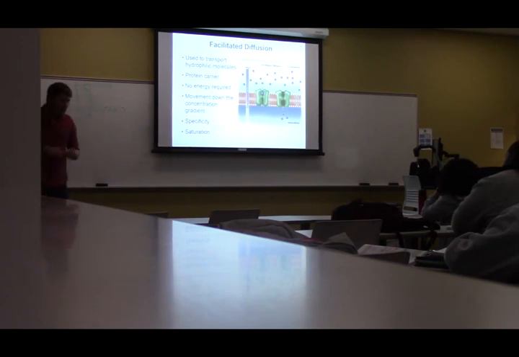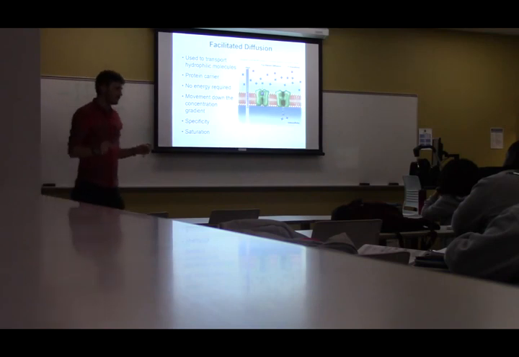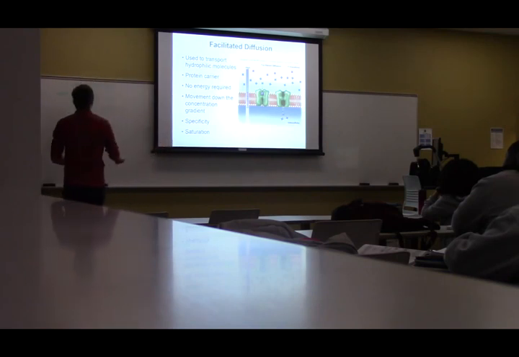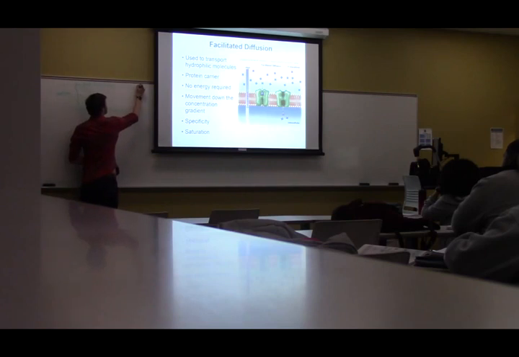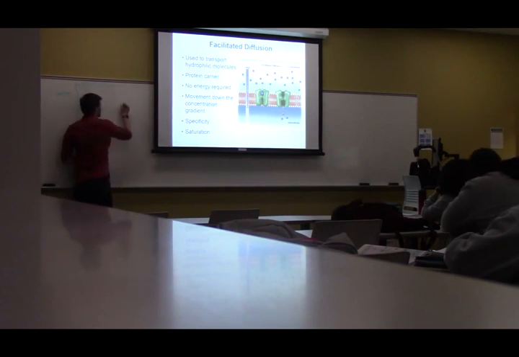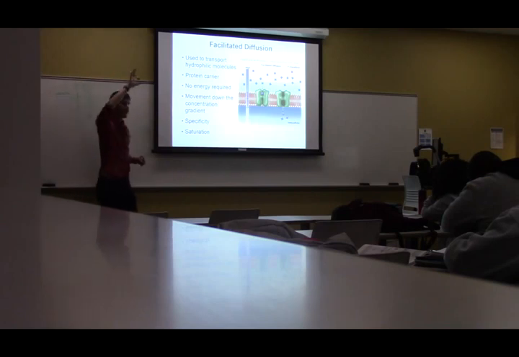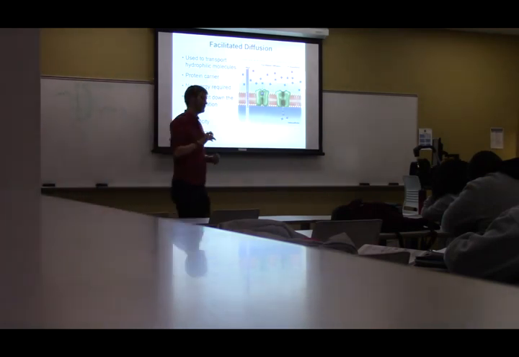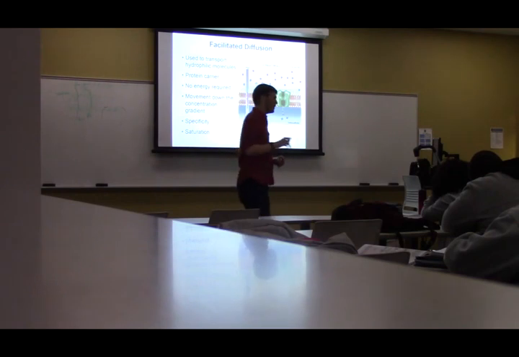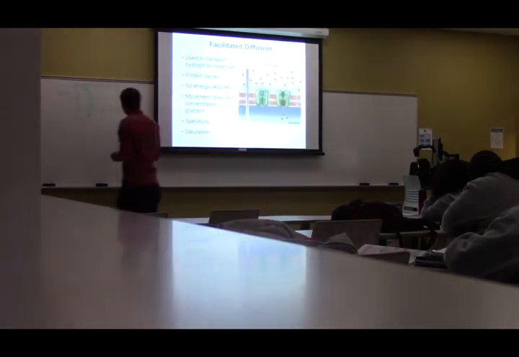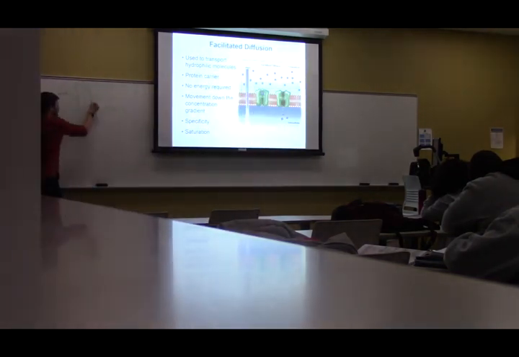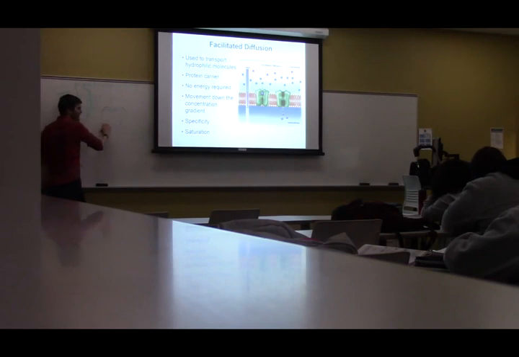But the only way that this is possible is if the molecule is going with the concentration gradient. And what I mean by that is, there's a higher concentration of the molecule on the outside than there is on the inside. When this is true, natural diffusion will occur without any energy, because again, you're trying to get the same amount of these guys on the outside as on the inside. Okay?